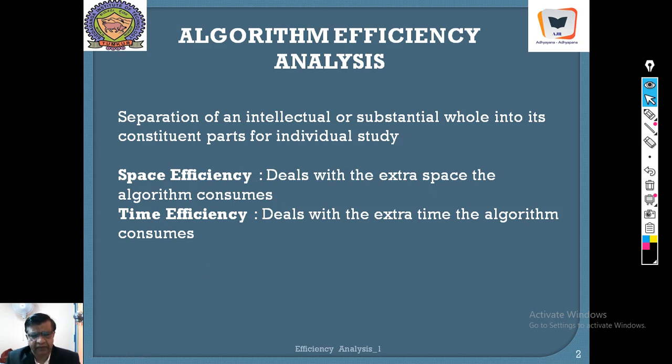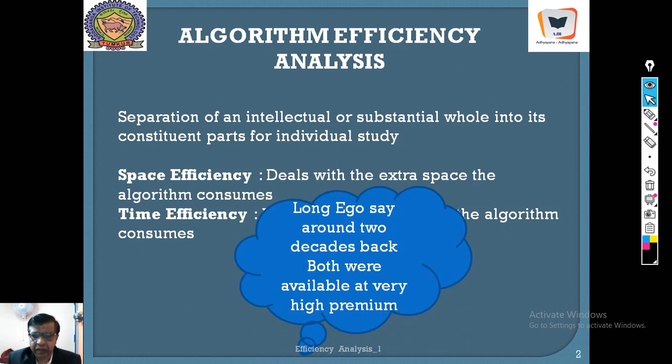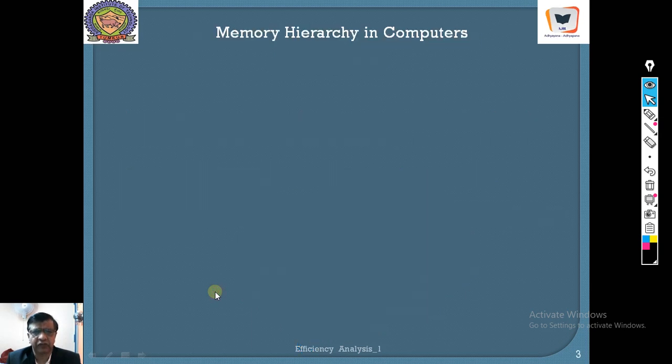Analyzing for time efficiency determines how much extra time the algorithm consumes, and a faster running algorithm is also an indicator of the intellectual power of an algorithmist. It speaks of intellectual power because an algorithm is a notion. Algorithms are developed in a mental framework. Long ago, say around 2 decades back, both were available at a very high premium, and nowadays it's only time that we should worry about.